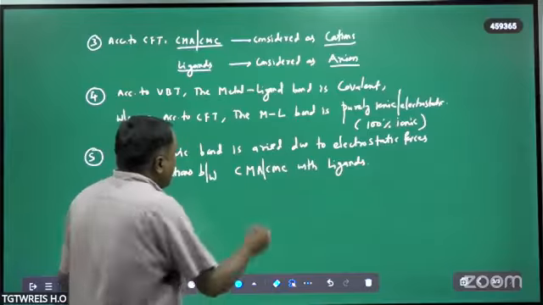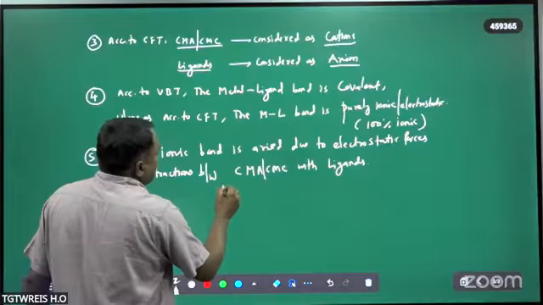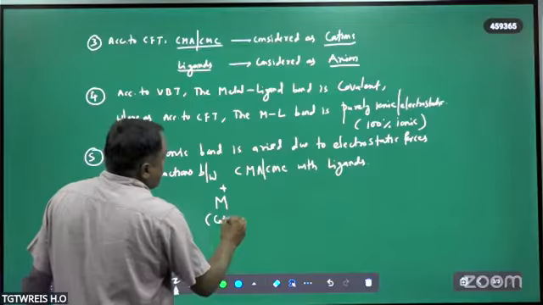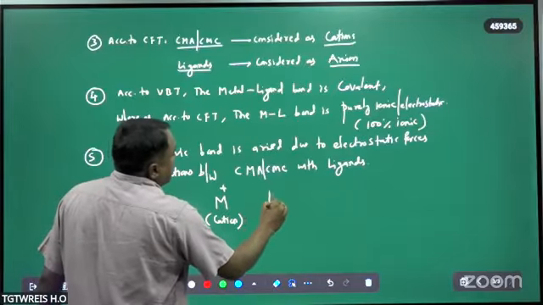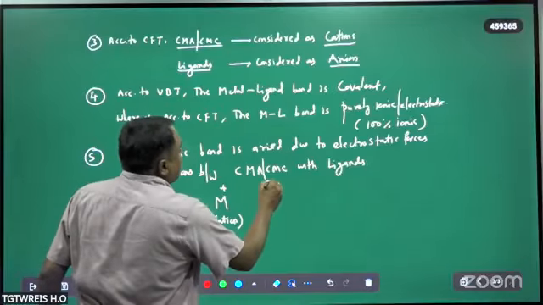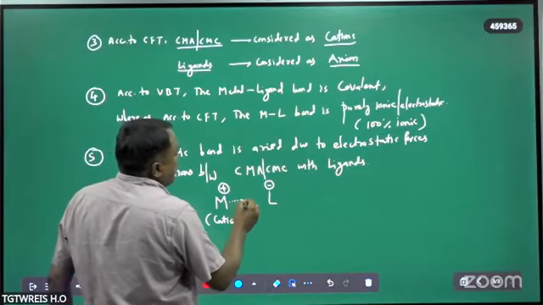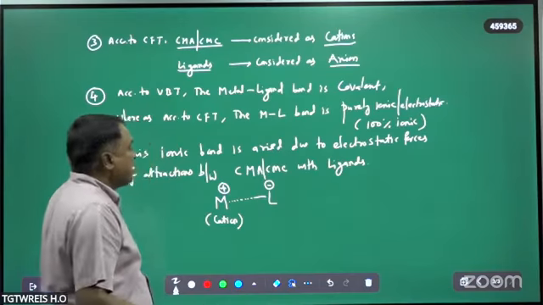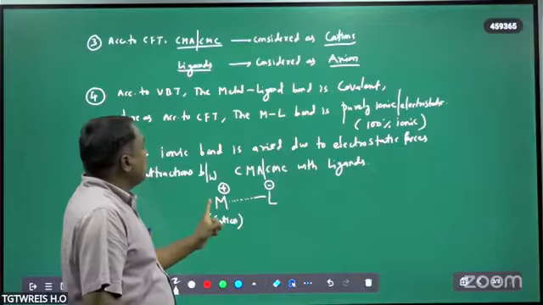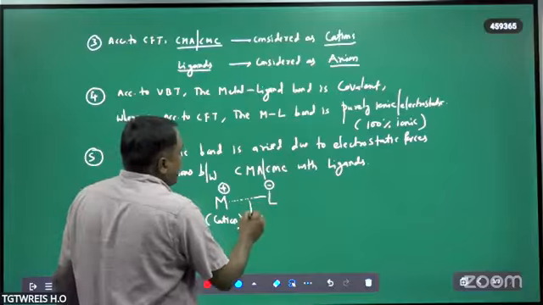So generally, metal is considered as what now? This is the positively charged, therefore it is the cationic species. This is the cation. And in this case, ligand is considered as anions. Therefore, this will have a negative charge. So this is the positively charged species, this is the negatively charged species. Therefore, there will be an electrostatic force of attraction. Due to electrostatic force of attraction, an ionic bond will be generated. Therefore, this is the ionic bond.